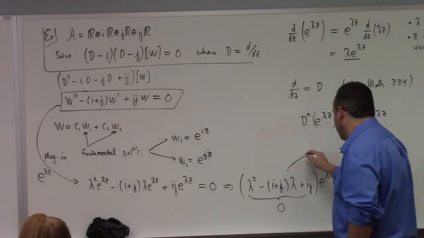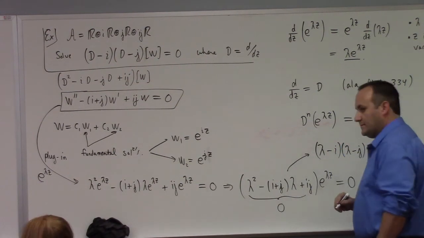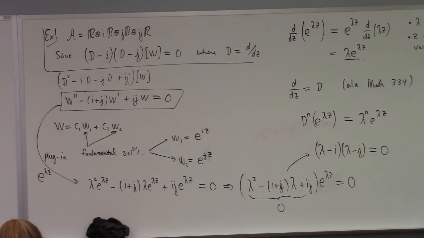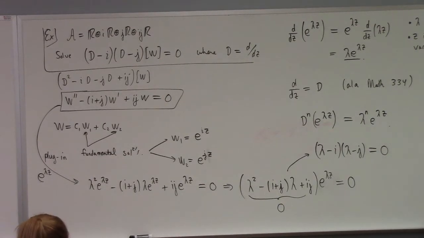And so, in fact, it's not surprising that I tell you this factors as lambda minus i times lambda minus j, yeah? Which shows you that lambda equals i and lambda equals j solve this differential equation. They're the characteristic roots here. All right, so I haven't done anything particularly weird here. I think that I could make this example weirder if I had a little bit more time to see.